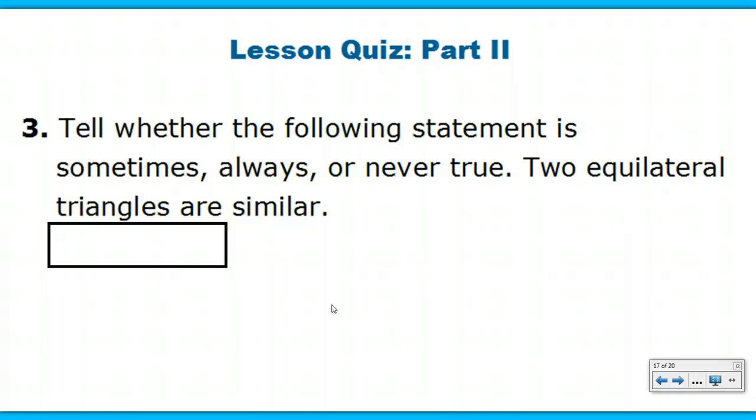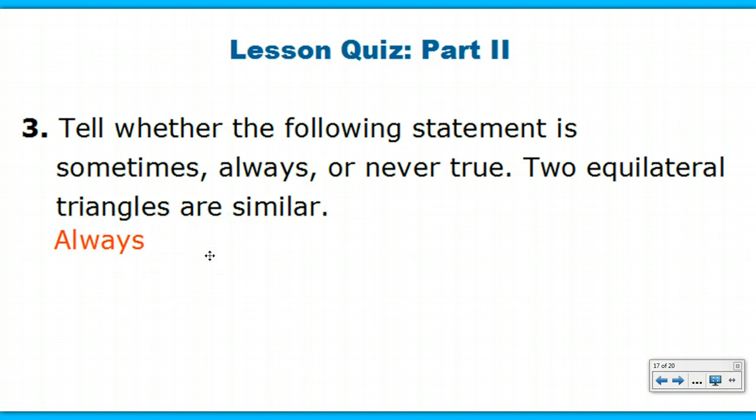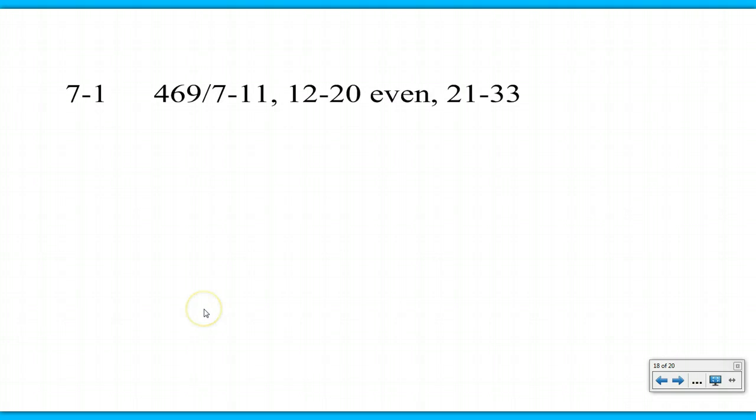Are 2 equilateral triangles similar? Always, sometimes, or never? Equilateral means they are equiangular, right? So 2 equilateral triangles are always similar. And there you go.